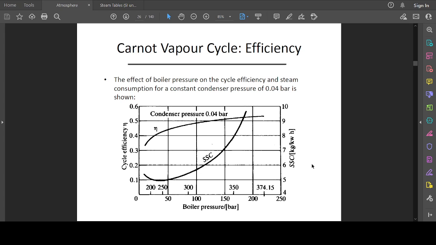The effect of the boiler pressure on the cycle efficiency and steam consumption for a constant condenser pressure of 0.04 bar is shown below. As you can see, the cycle efficiency increases as the boiler temperature increases, but the limit, as we know, is the critical temperature.